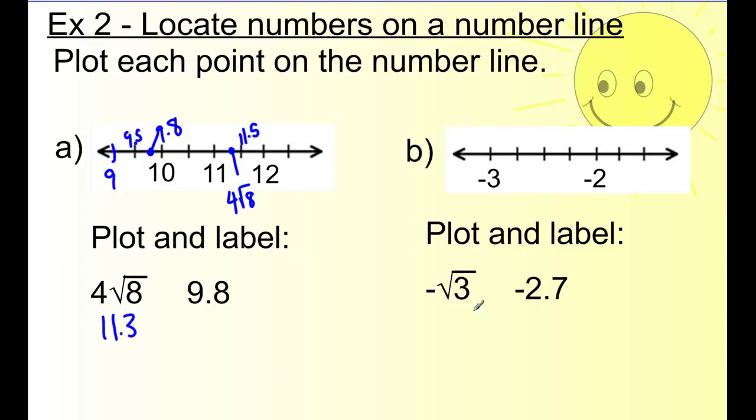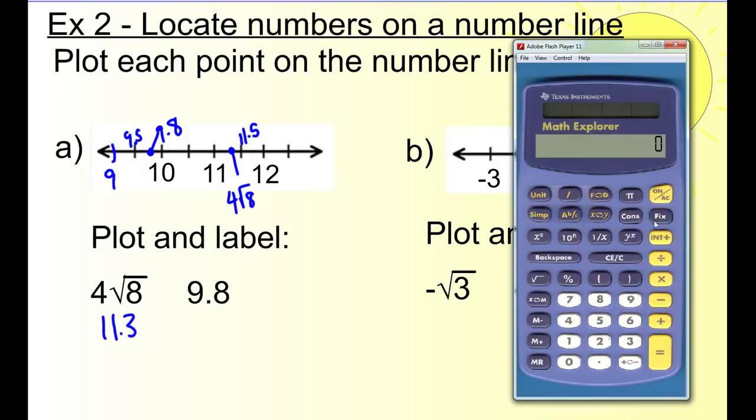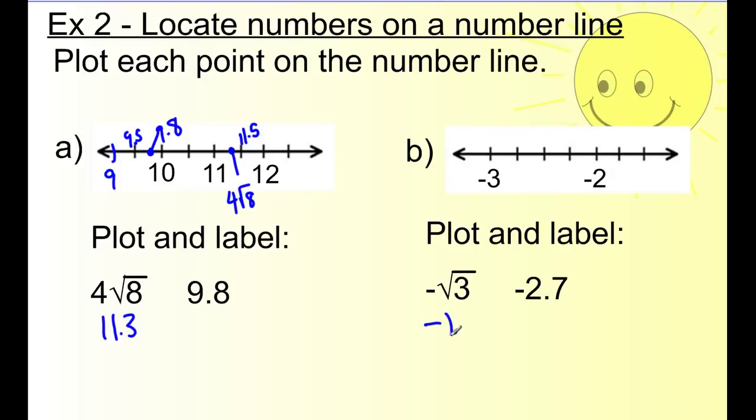For example, there you go, negative square root of 3. I have no clue what that is. It's going to be small. Let's see. Square root of 3, and it would be a negative, estimating 1.7. And that's negative 2.7.